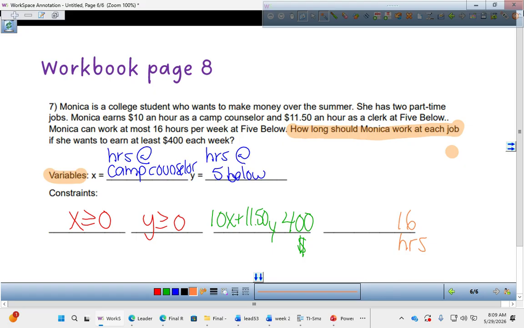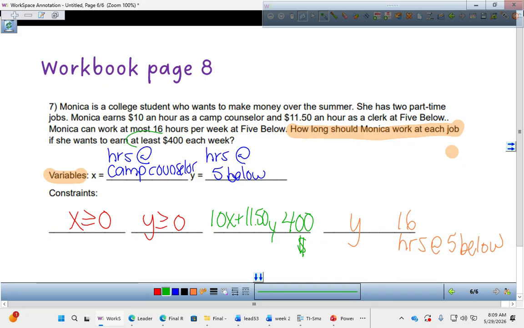So let's see what that 16 is. It's 16 hours per week at Five Below. It is specific to one of her jobs. And that job is the job that we defined as Y. So I'm not going to put X plus Y. If it was just she can work 16 hours per week, period, then I'd put X plus Y. But since it's specific to Five Below, I've got to just use Y. You okay so far? All right, last thing is our inequality symbols.